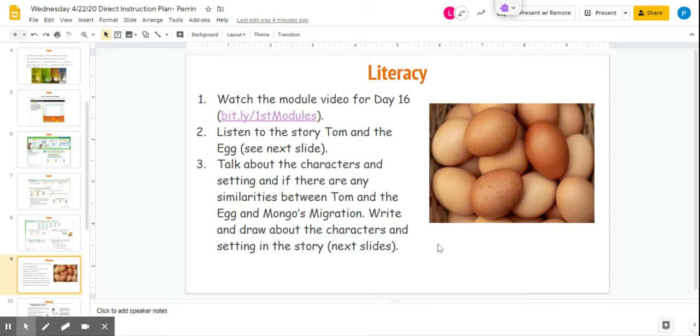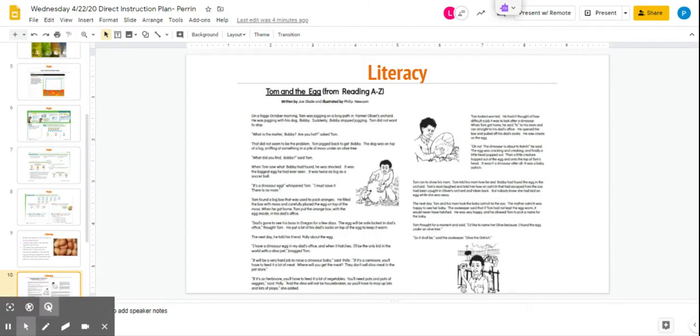Now, whenever we talk about characters, those are the people that are in the story. And sometimes you'll read 2 different books and the characters are kind of alike. And that means we say there's similarities between them, they have the same characteristics. Also the setting can be the same across more than one story. And the setting is where or when that story took place. Here is the story, Tom and the Egg from Reading A to Z.